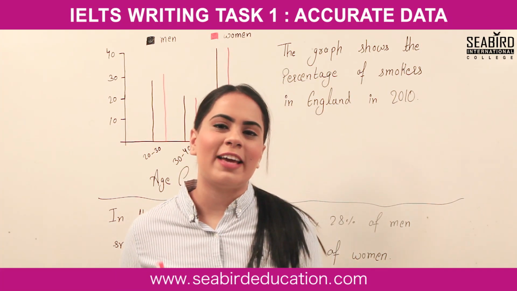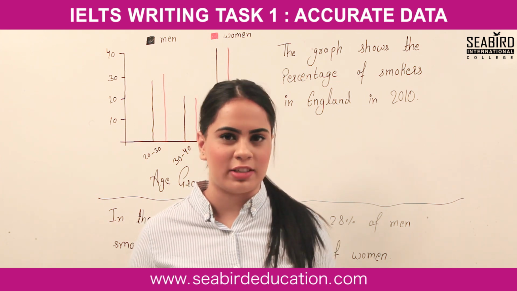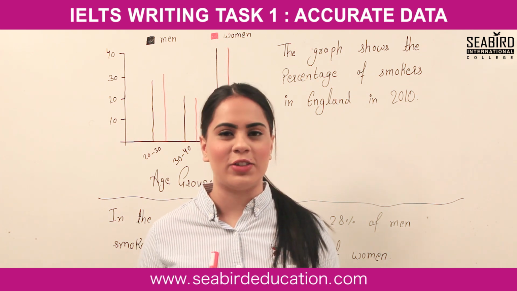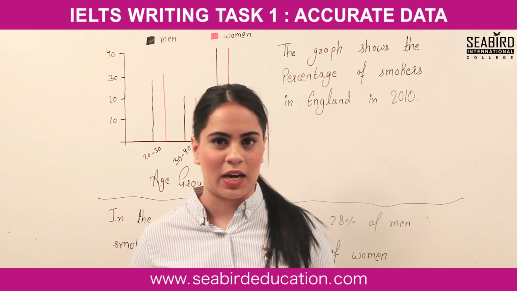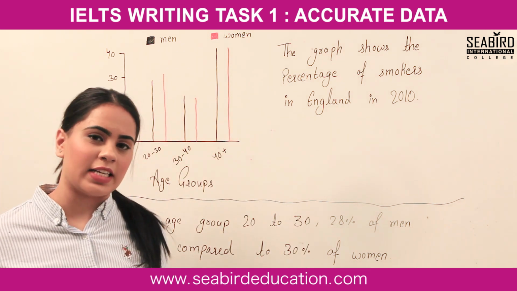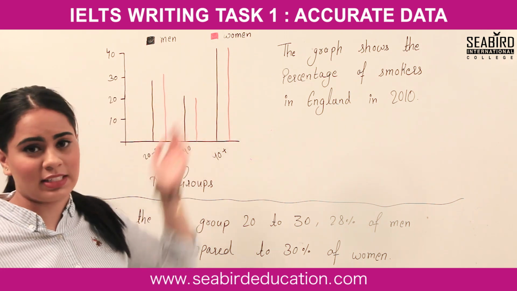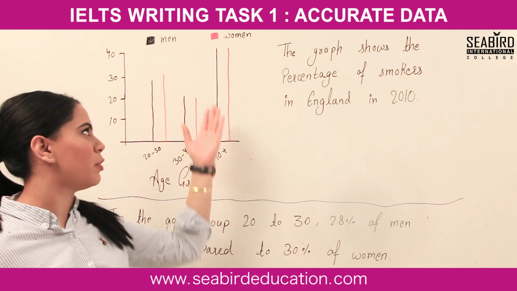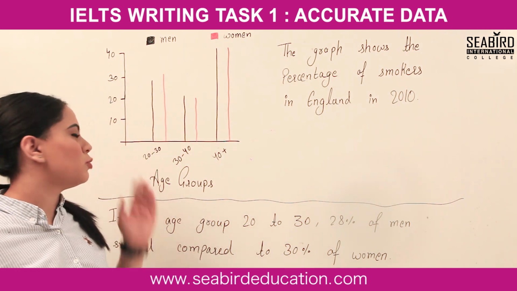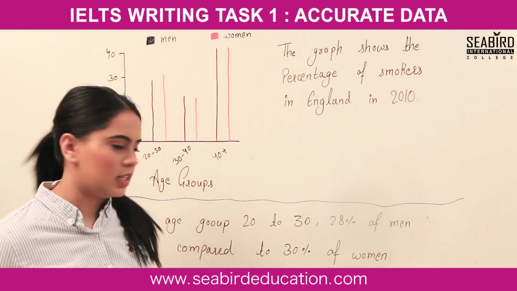In today's free IELTS lesson, I will be talking about IELTS writing task 1 accurate data. Now behind me I have a bar graph and I am going to tell you how to describe it for IELTS writing task 1. The graph shows the percentage of smokers in England in 2010. I have depicted men in black marker and women in red, and then there are 3 age groups: ages from 20 to 30, ages from 30 to 40, and 40 plus.